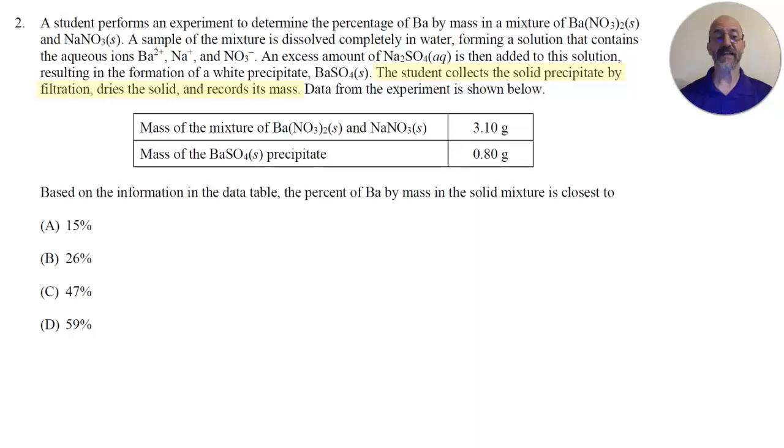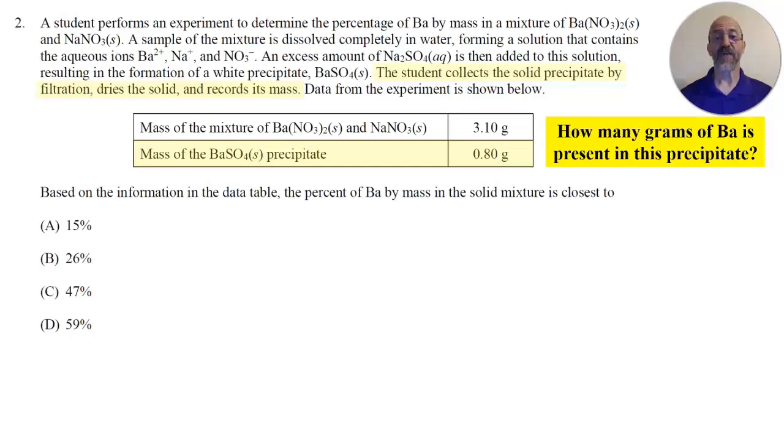So the question is asking, based on the information in the data table, the percent of barium by mass in the solid mixture is closest to, and then we can see 4 numerical choices. So the mass of the solid barium sulfate precipitate is 0.80 grams. Now, how much of that solid barium sulfate precipitate is actually just barium? So that's what we're trying to calculate initially in this problem.